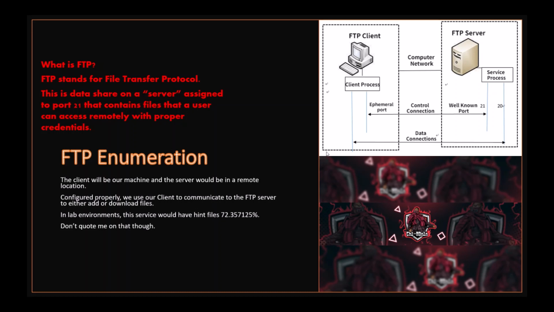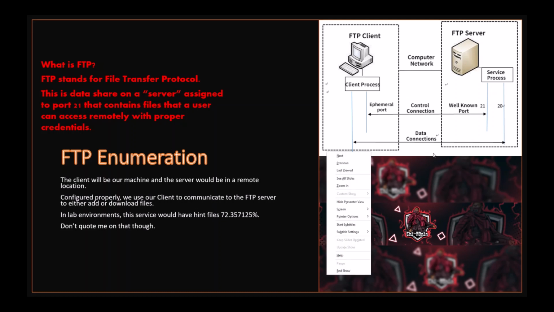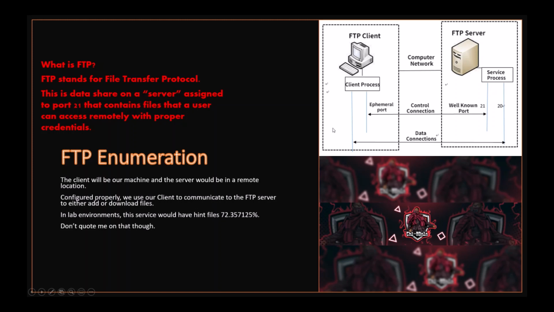Now, here's a nice little diagram that I have in here. This is going to basically describe the overall process. So we have our client. Our client connects to this server via whatever type of authentication method, which we'll get into later. Once the server says, okay, yeah, you can see what I got, it'll allow the client to view whatever data the server has and either add or download files.